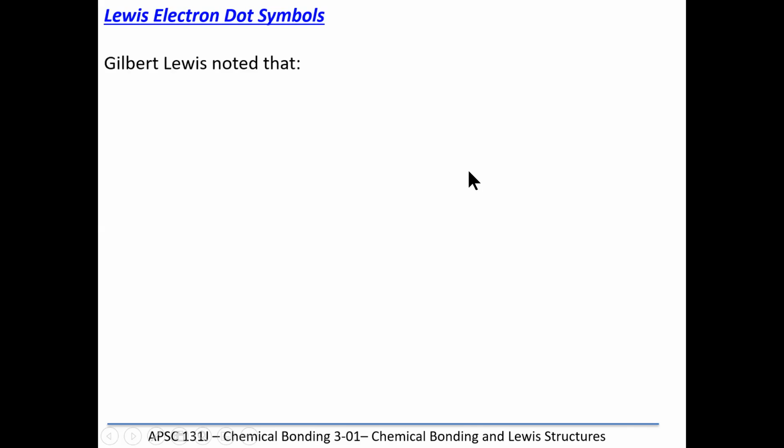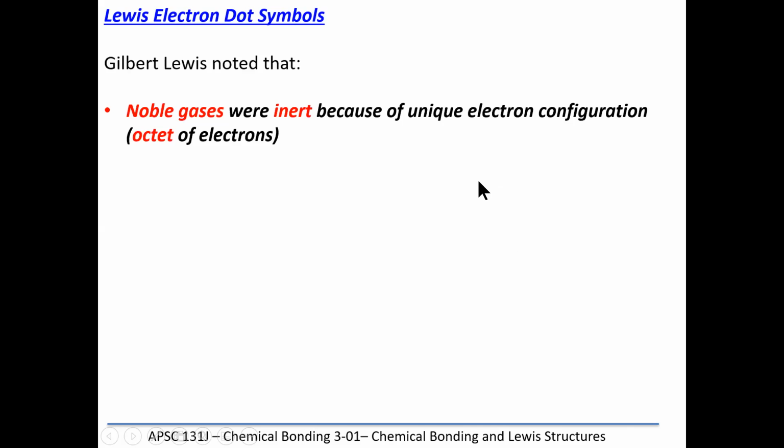A gentleman named Gilbert Lewis noted that the noble gases, which are group 18 in the periodic table found on the far right, don't interact with other elements easily. They're inert for that reason. And why they were inert, it was decided, is because they have electron configurations where they have a completed group of 8 electrons around the atoms. We call that a completed octet, and we refer to that as the octet rule in chemistry.